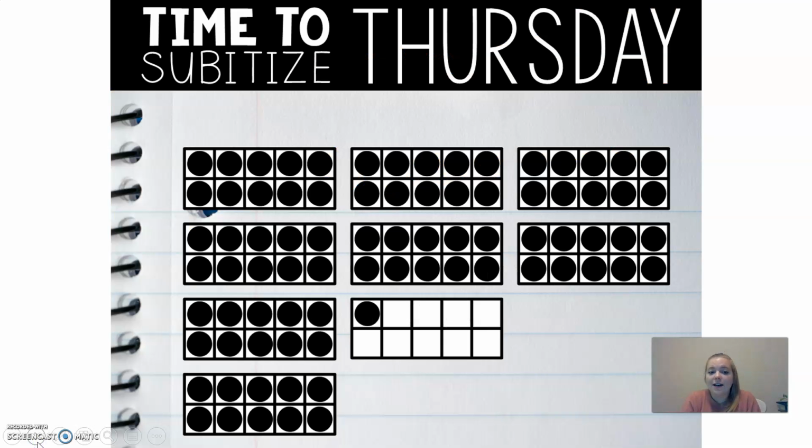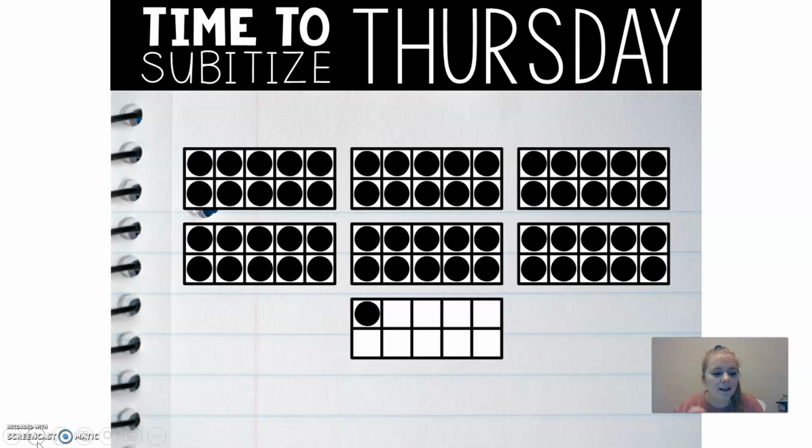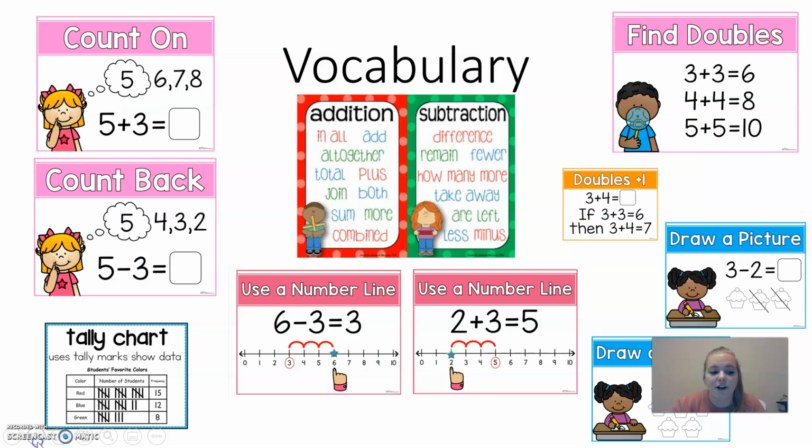Alright, so this first time on a separate sheet of paper, I want you to write how many dots you have here. Remember, these are 10 frames, so what can you count the full ones by? 10, okay? Pause the video and count these, and then when you're done, hit play. All right, let's go to the next one. Pause the video.